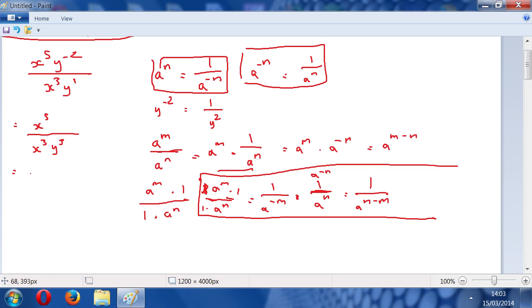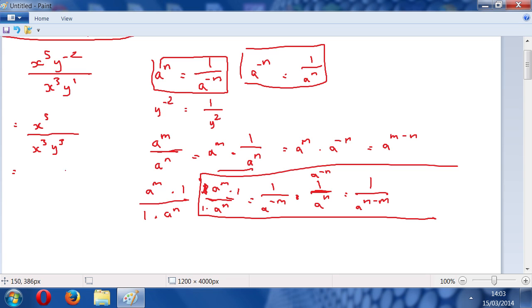So this one is fairly obvious actually. We've got this thing here. We could say it's like x to the m instead of a to the m, x to the m over x to the n.